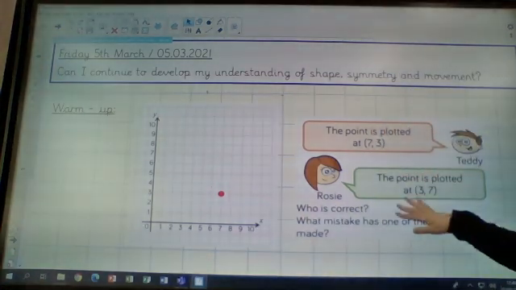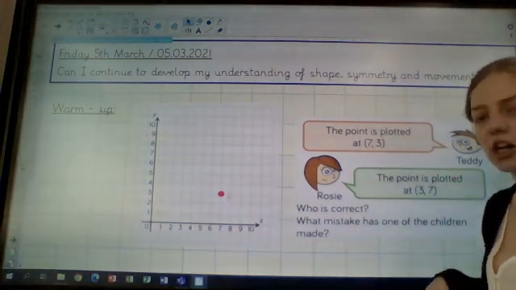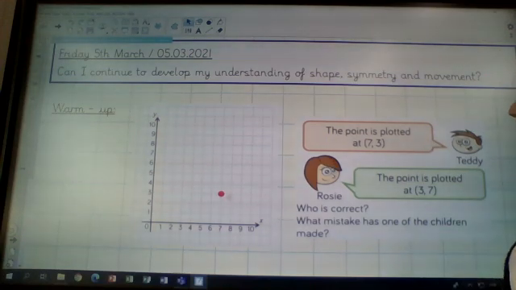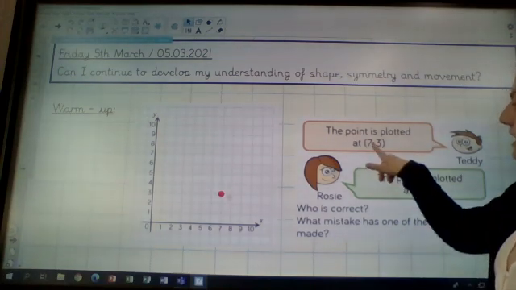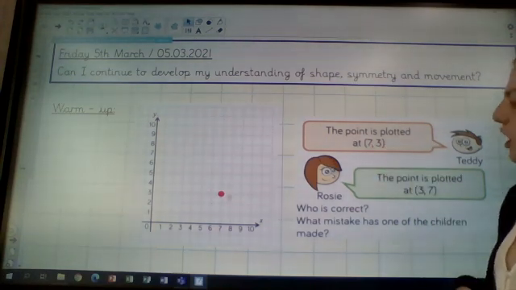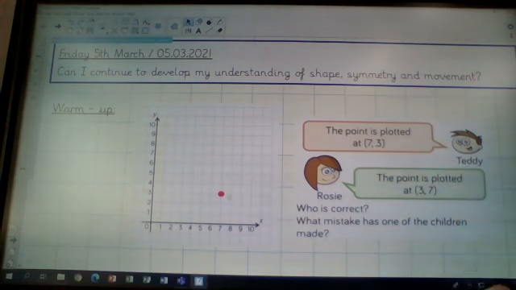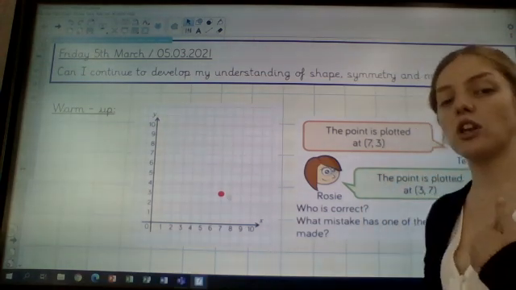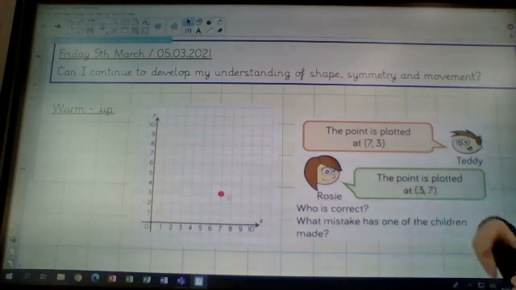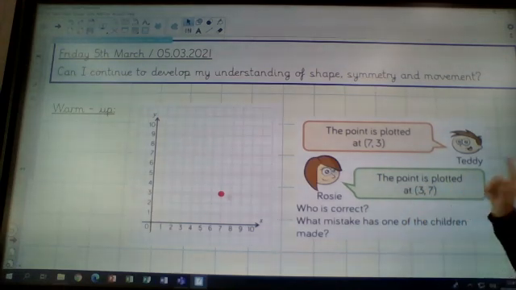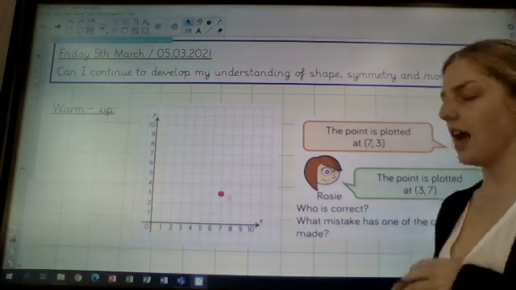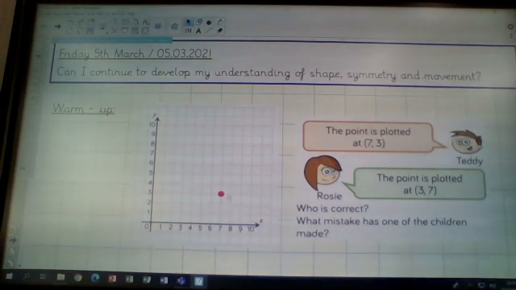Now you've got Rosie and Teddy who are having a conversation, and Teddy says the point is plotted at 7, 3. So Teddy's told us there that the coordinate is 7, 3. But Rosie has said the point is plotted at 3, 7. So who is correct? And what mistake has one of the children made?